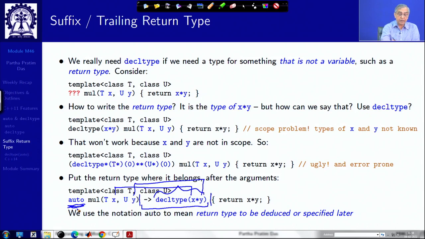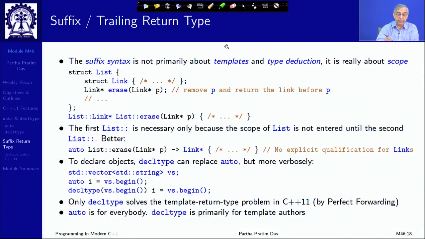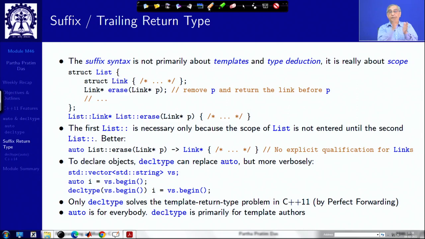So, this is what is called the suffix or trailing return type mechanism, by which you can let the compiler deduce that. And actually, if you think of it, this suffix syntax is not necessarily about templates, it is about scoping. It is type deduction in a scope rule, because scope is what you are not getting.